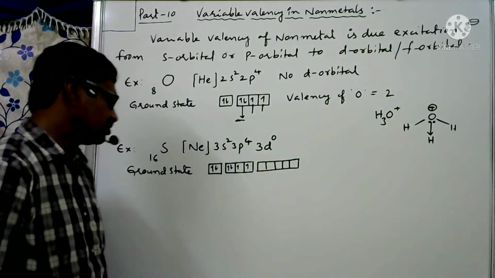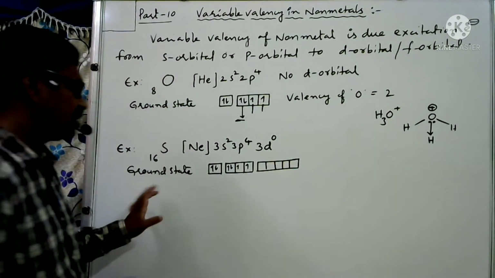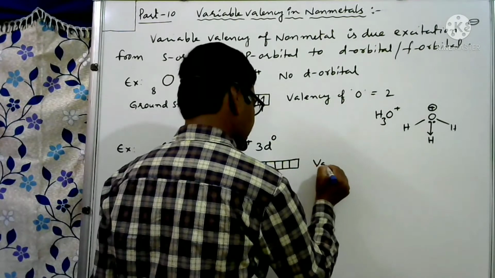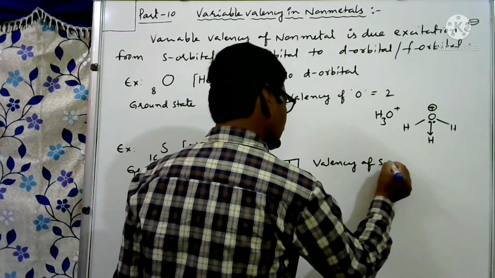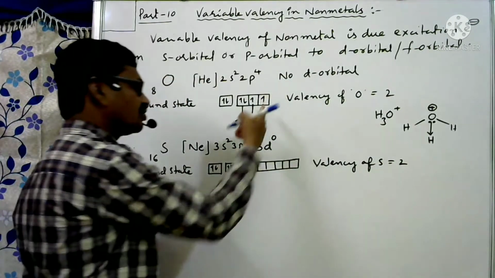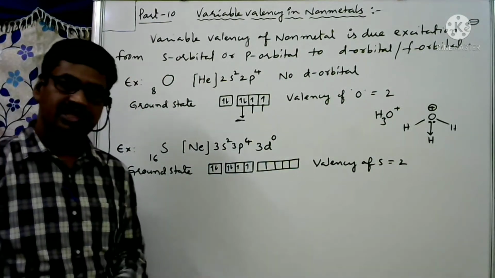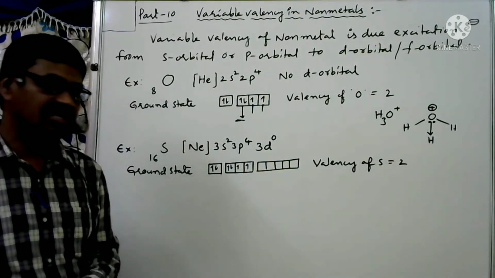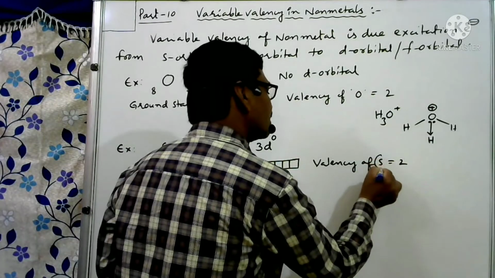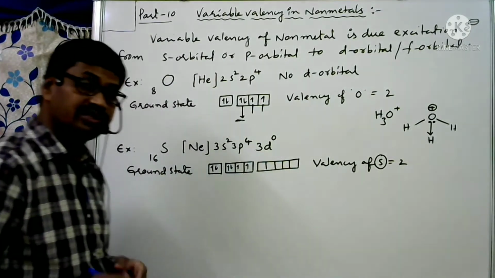here vacant d orbital. See, in ground state, valency of sulfur here equal to how much? 2 only, like oxygen, because only 2 single electrons are present, only 2 unpaired electrons are present. Therefore valency of sulfur here is 2 in ground state.